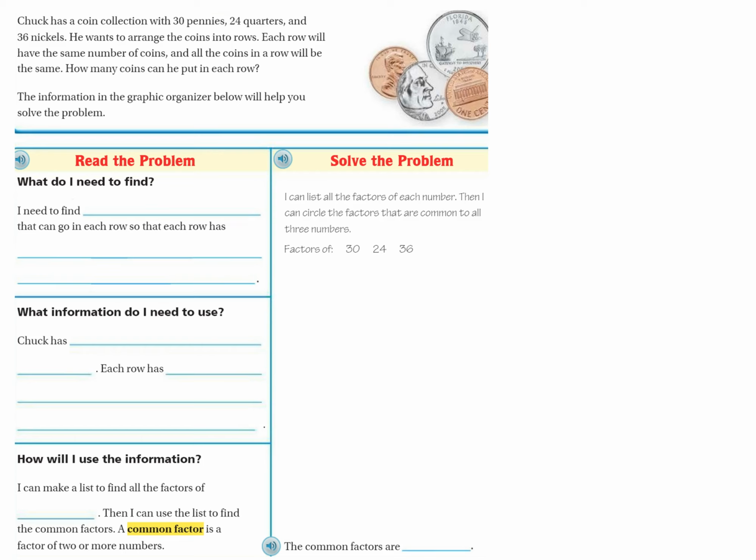Okay, Chuck has a coin collection with 30 pennies, 24 quarters, and 36 nickels. He wants to arrange the coins into rows. We need to make rows. Each row will have the same number of coins, and all the coins in the row will be the same. How many coins can he put in each row? That's our question. So remember, we always want to come back and make sure we answer the question.